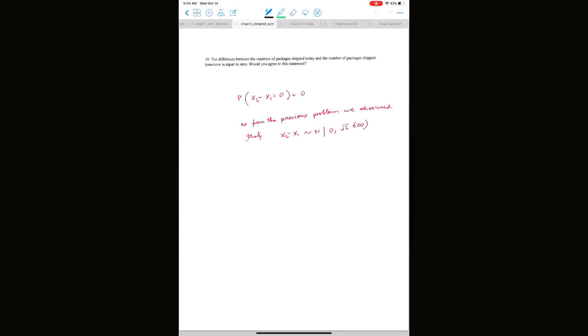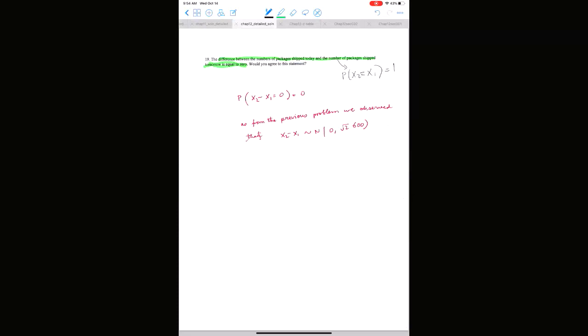The statement that is made, the difference between the number of packages shipped today and the number of packages shipped tomorrow is equal to 0, is essentially they are saying the probability that x2 is equal to x1 is equal to 1. They are saying with certainty that the number of packages shipped today is equal to the number of packages shipped tomorrow.